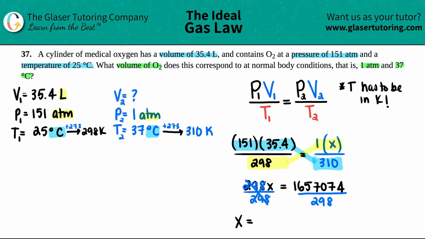For sig fig purposes, they only gave you 1 sig fig when they said 1 atm, so technically this should have 1 sig fig. But I'm just going to cut it off at 3, because I don't really care about sig figs, and since it's such a big number, 1 sig fig doesn't look right. That's too much rounding. So I'm going to give it as 5.56 times 10 to the 3. And since this was in liters, this volume has to be in liters as well. And there you go. That's the new volume.